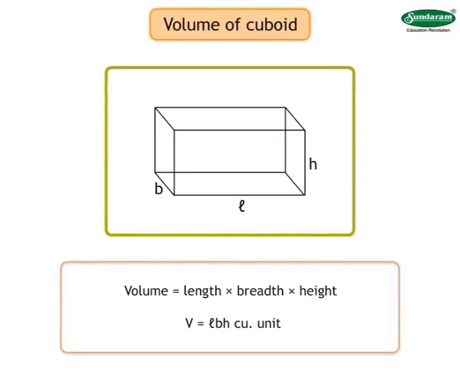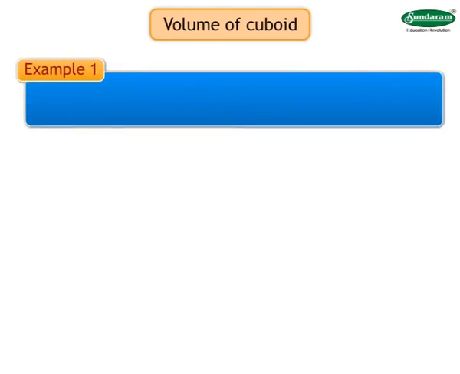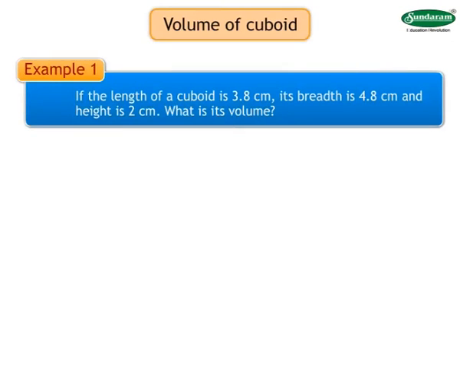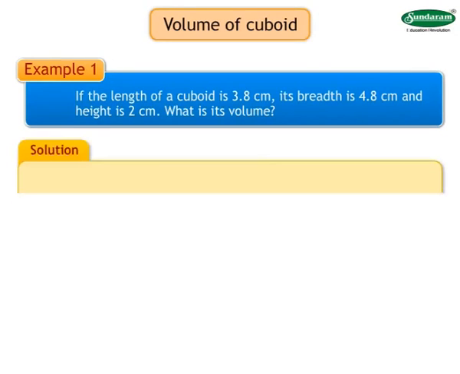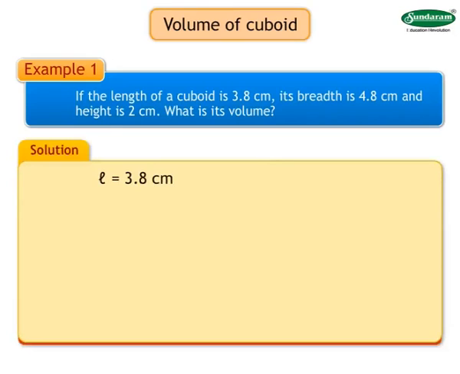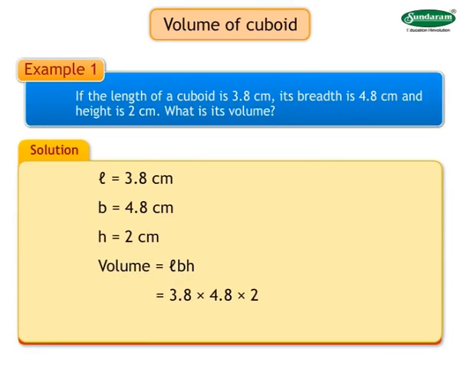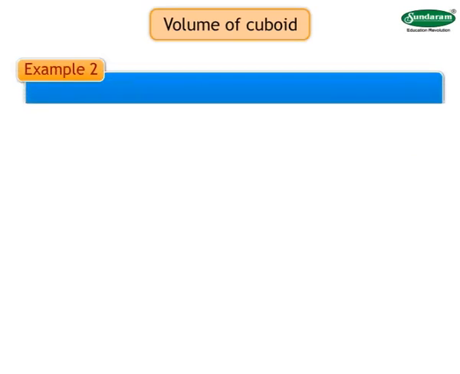Volume of a cuboid is equal to length into breadth into height cubic units. Example 1. If the length of a cuboid is 3.8 centimeters, its breadth is 4.8 centimeters and height is 2 centimeters. What is its volume? Solution. Length of a cuboid is 3.8 centimeters. Breadth is 4.8 centimeters. Height is 2 centimeters. Volume of cuboid is equal to length into breadth into height, which is equal to 3.8 into 4.8 into 2, which is 36.48 cubic centimeters.